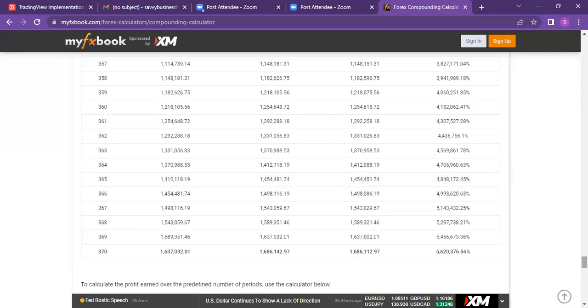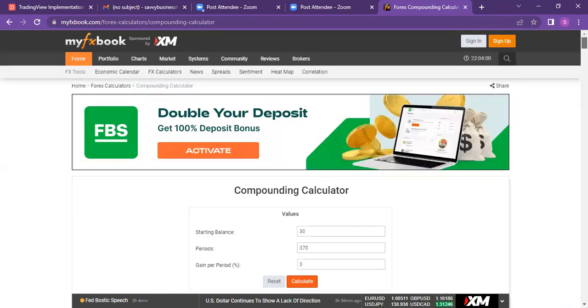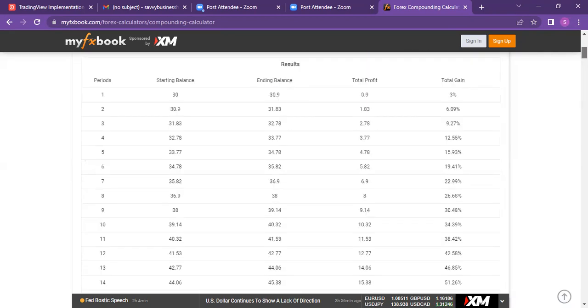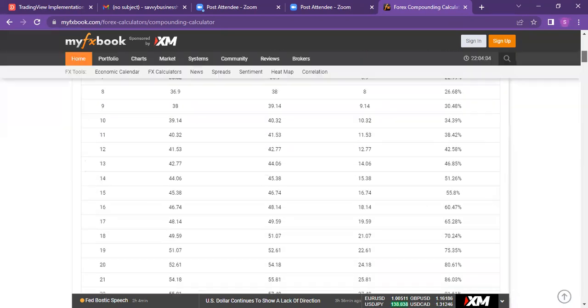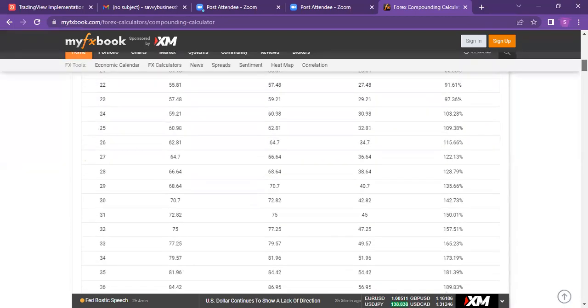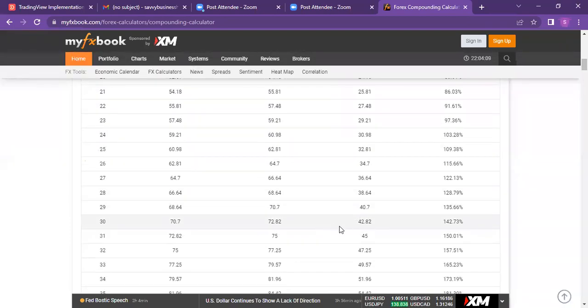Look at something. 3% on a daily basis is like 140% at the end of the month or so. The first 30 days, you are going to earn what? About $72.82. That is what it is showing here.